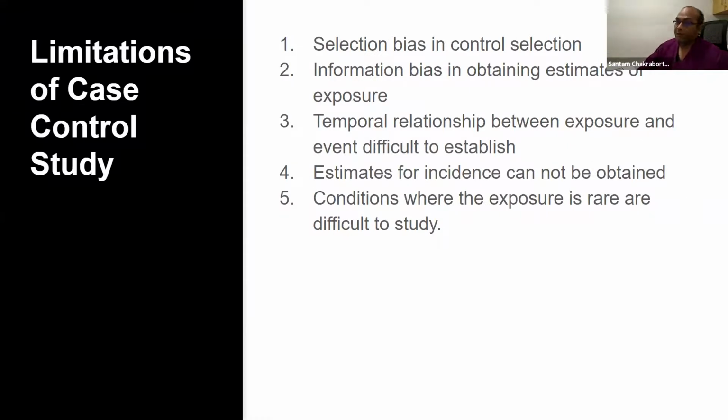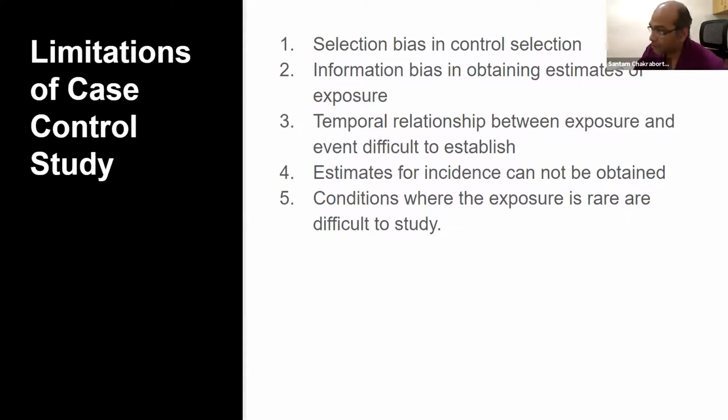So what are the final limitations? We have selection bias, we have information bias. The temporal relationship between the exposure and the events is often difficult to establish. What does the temporal relationship mean? It means smoking is associated with lung cancer, but is smoking temporally related? Is it occurring before lung cancer or after lung cancer? That is sometimes difficult to identify.